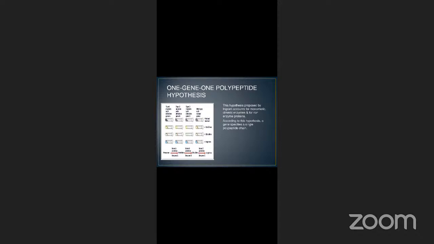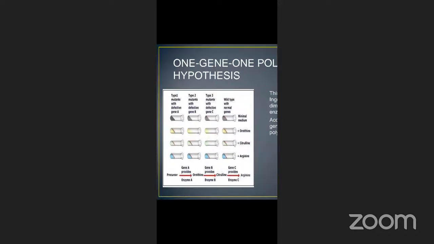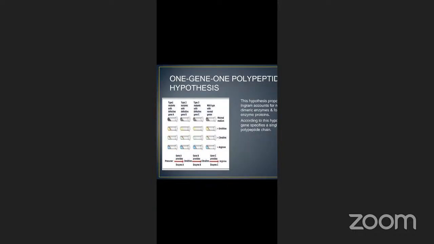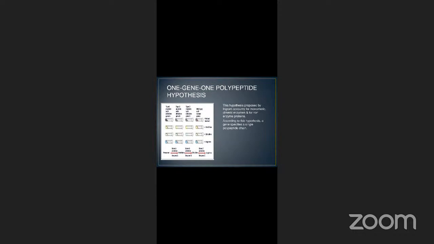Here you can see that the precursor is giving ornithine. Gene A provides enzyme A. This ornithine gives citrulline, where gene B gives enzyme B, and citrulline to arginine, where gene C gives enzyme C. Although it is an enzyme, we should call it a polypeptide. So these are the two concepts: one gene, one enzyme, and one gene, one polypeptide. Is it clear?